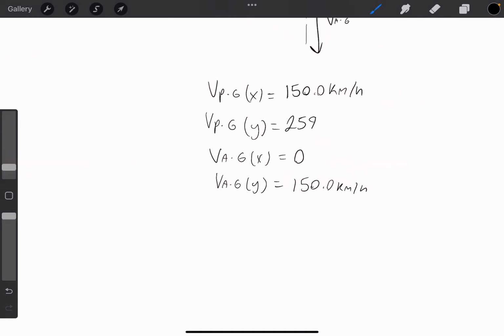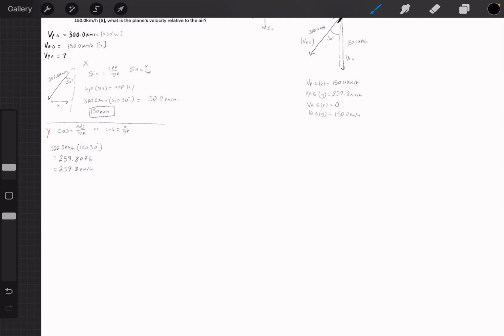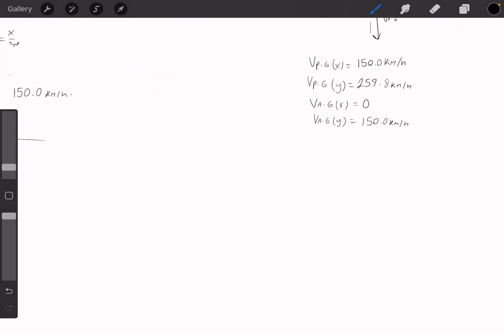All right, let's go back over here. That was 259.8 kilometers per hour, I believe. All right. Now let's write down that equation that we discussed earlier. Our equation was: the velocity of the plane relative to the air is equal to the velocity of the plane relative to the ground minus the velocity of the air relative to the ground. And this is just the basic equation rearranged so that we have isolated the velocity of the plane relative to the air.